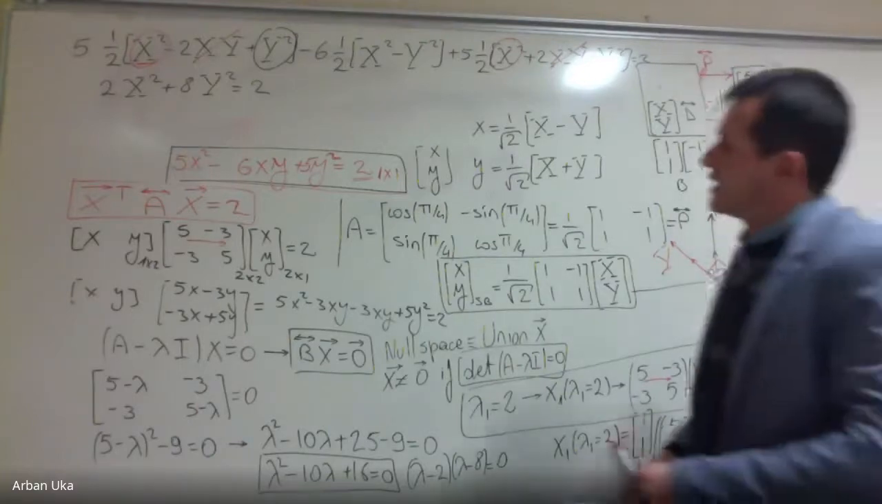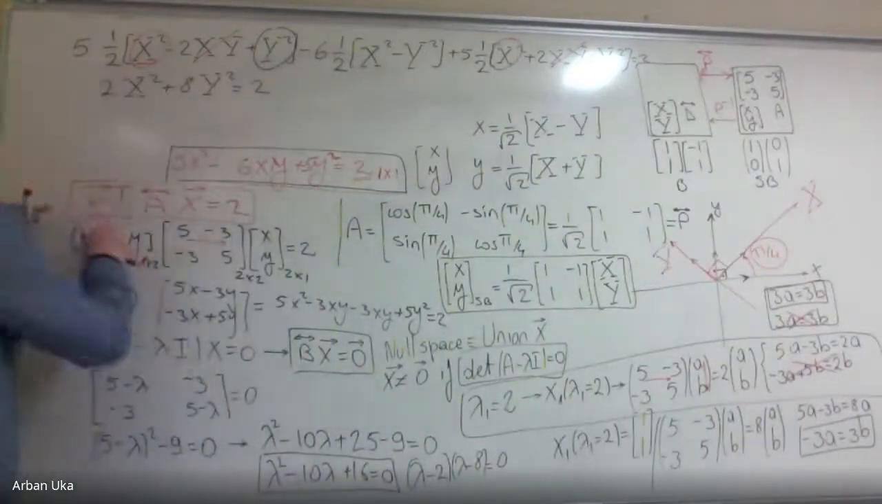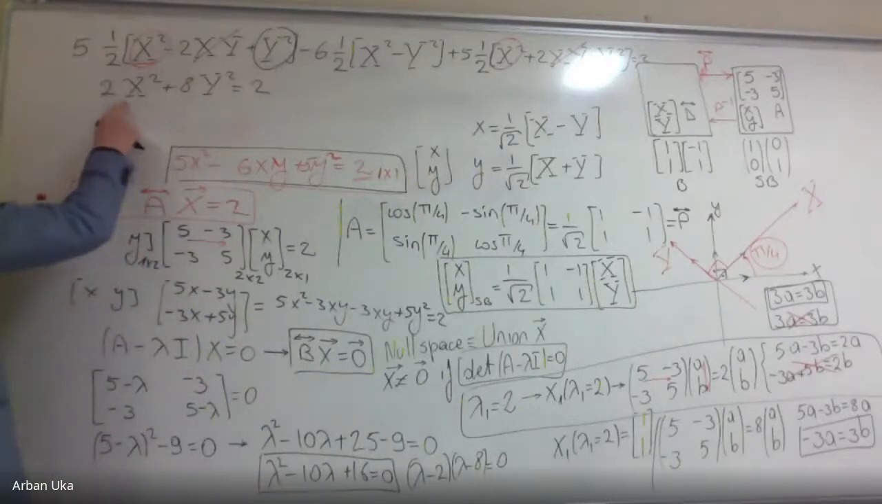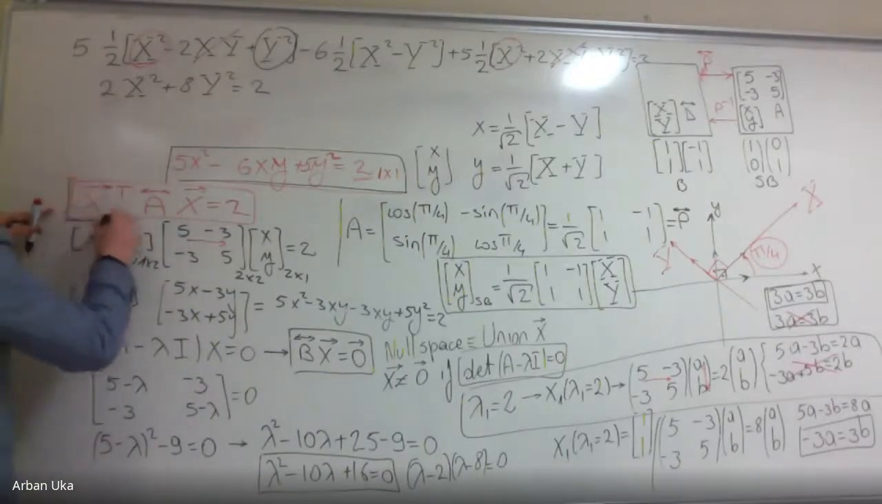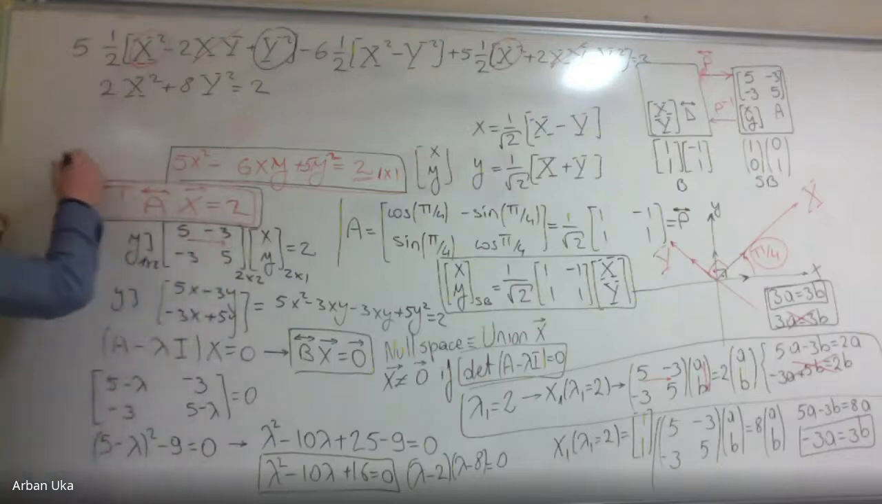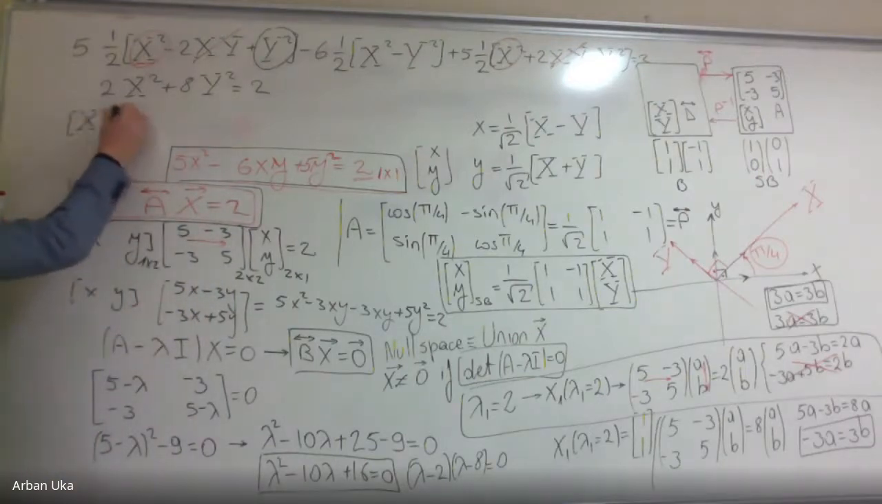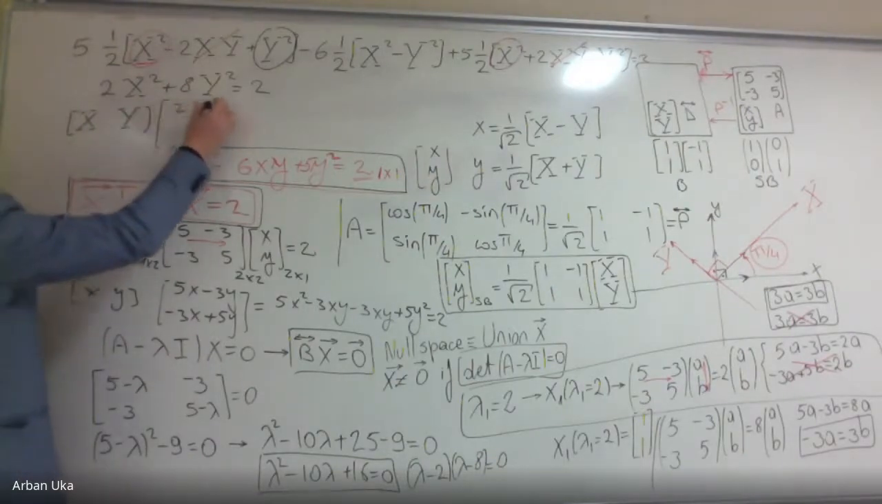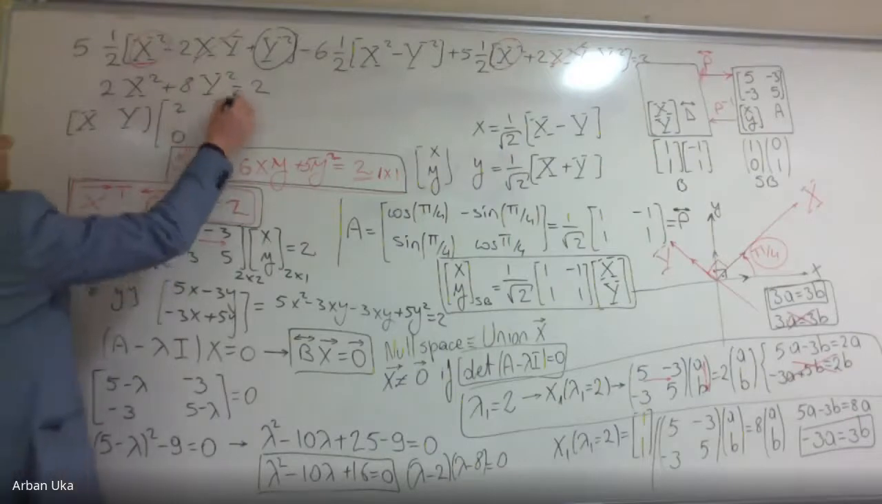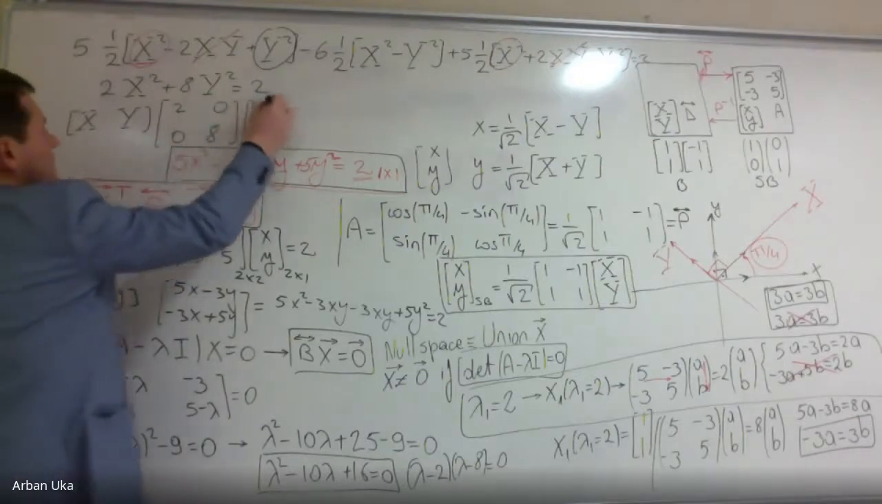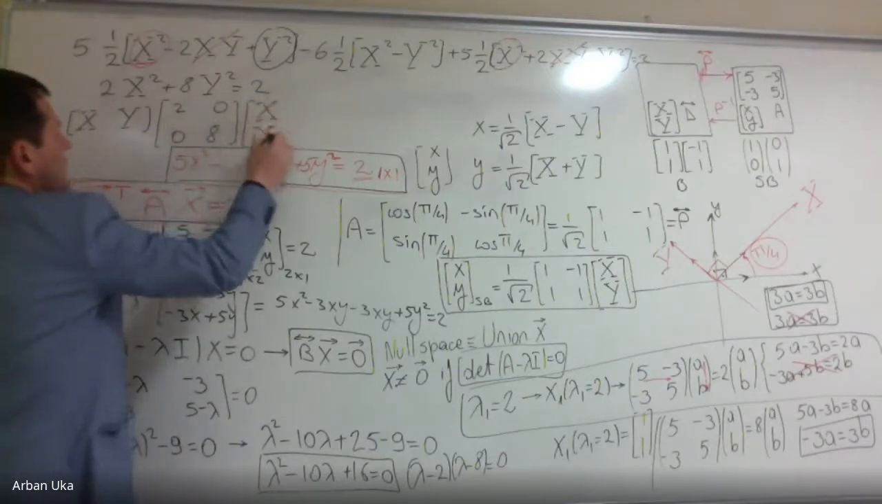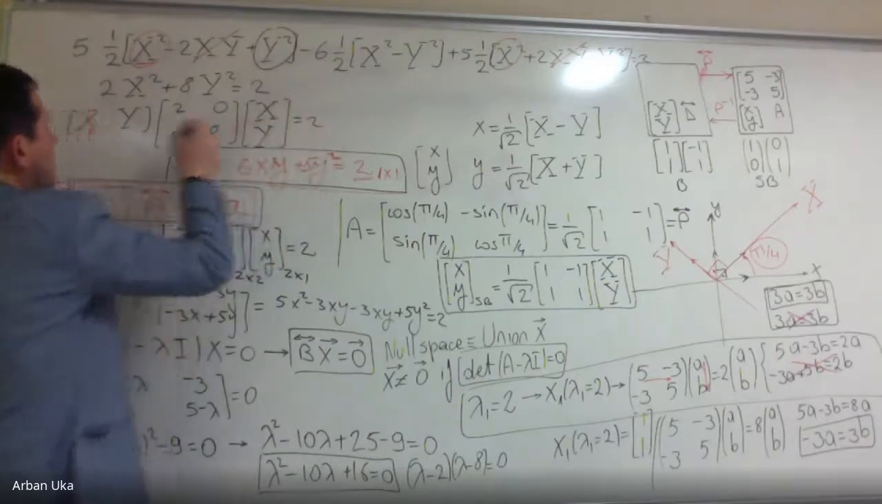And then it looks like if we are trying to write the same equation using this notation, how can we do it? This notation, we can denote this one as capital X, capital Y, times the matrix, which is 2, 0, 0, 8, times the vectors X and Y. And this is equal to 2.